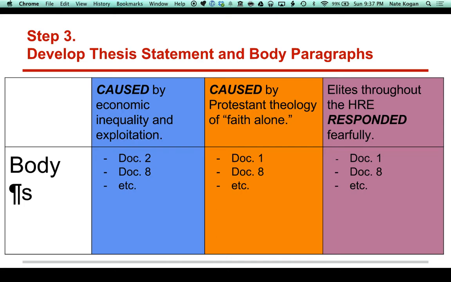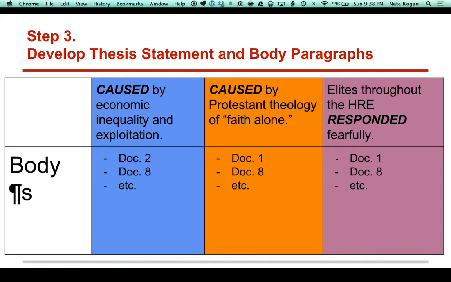So I'm going to argue 3 main points. I'm going to argue 2 causes and 1 response. I have to address all parts of the question to get that point in the thesis. So I'm going to argue in one paragraph that the peasants' revolt is caused by economic inequality and exploitation. I'm going to argue in another paragraph that it's caused by the Protestant theology, specifically of sola fide, as creating a sense of equality among believers. And then I'm going to argue that as a response that elites throughout the Holy Roman Empire expressed fear.